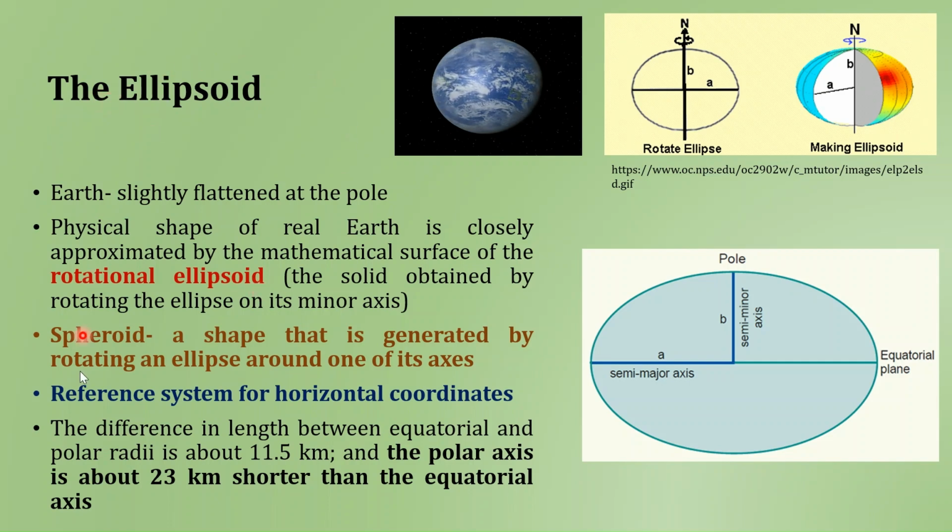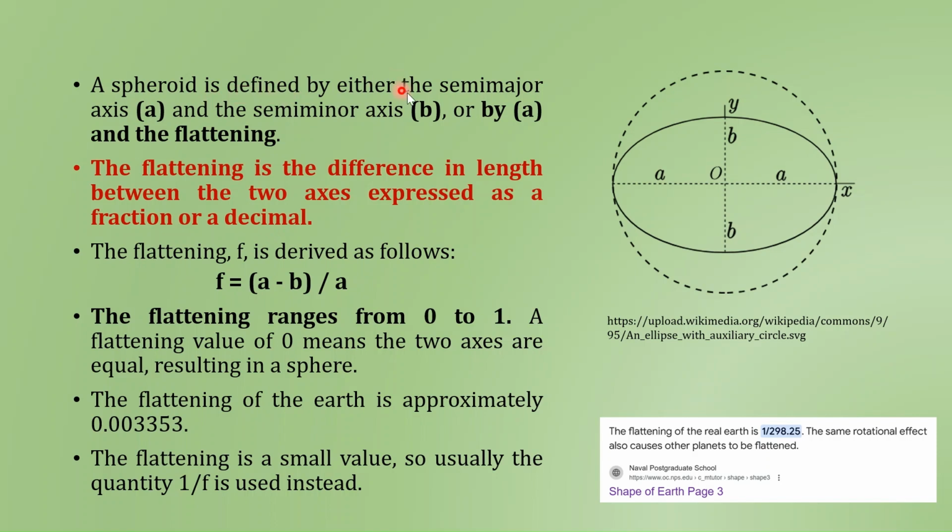And the ellipsoid is the reference system for the horizontal coordinates, and the difference in length between the equatorial and the polar radii is 11.5 kilometers. So the polar axis is about 23 kilometers shorter than the equatorial axis. A spheroid is defined by either the semi-major axis and the semi-minor axis, or by the semi-major axis and the flattening. This flattening is the difference in the length between the two axes, and it is expressed as a fraction or a decimal.